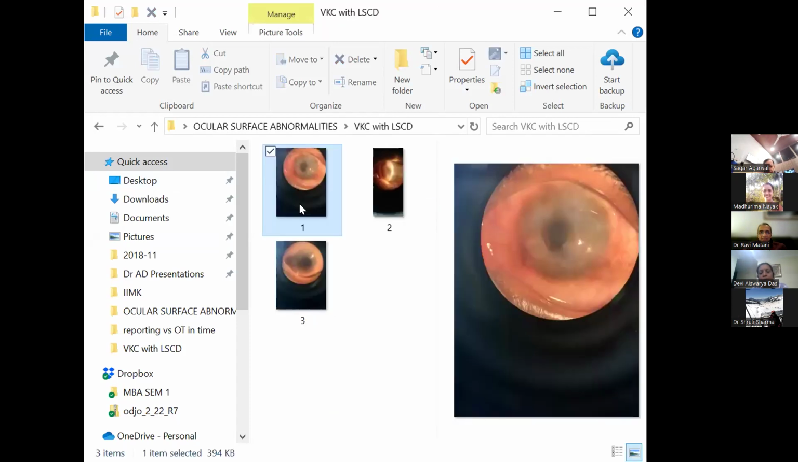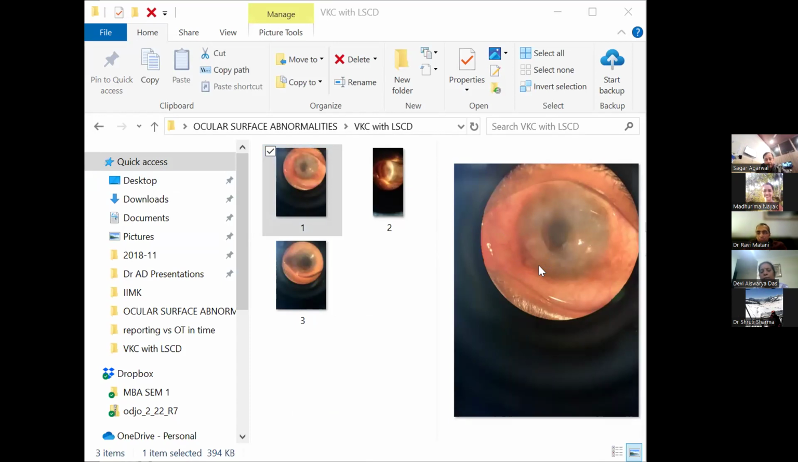Yeah. This is something that, how do I enlarge this? How do I increase the size of this one? Double click on the picture and then I think that should do. Yeah. So we are going into VKC. Okay. Yeah.